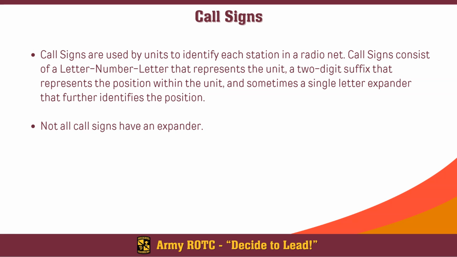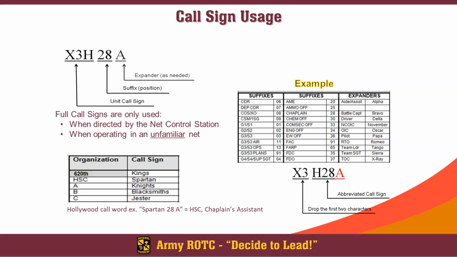So Grizz 41 Alpha is how that would be broken down. I'll give you this kind of confusing slide to take a look at. But what I actually want you to pull out of this more than anything is to notice that sometimes those suffixes on the right, in this example, really do typically stick where they're supposed to. Like the commander is usually 6.